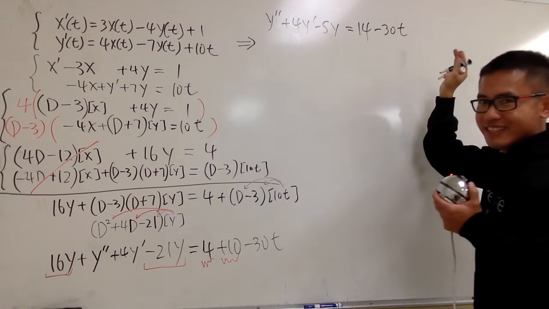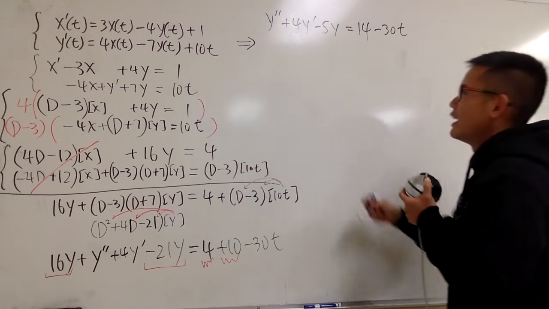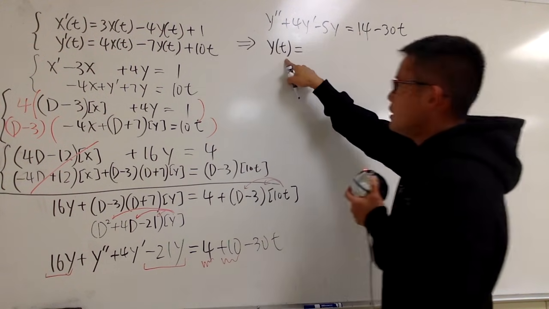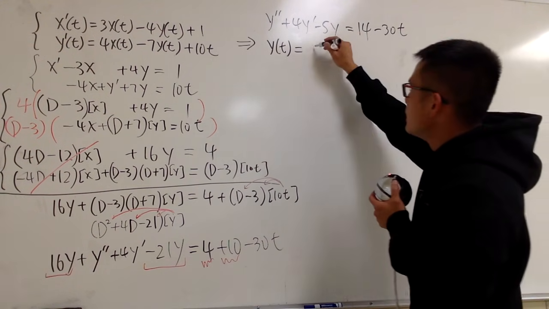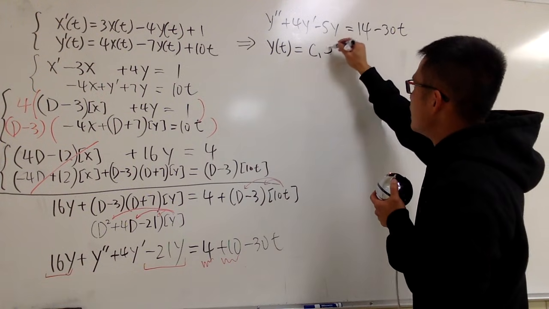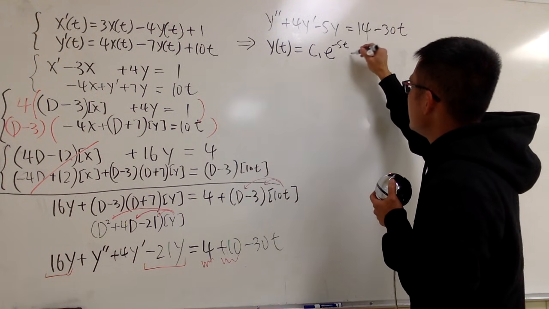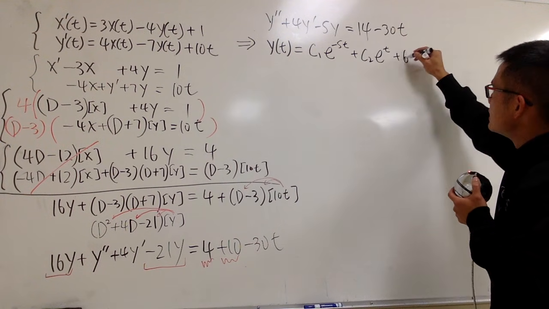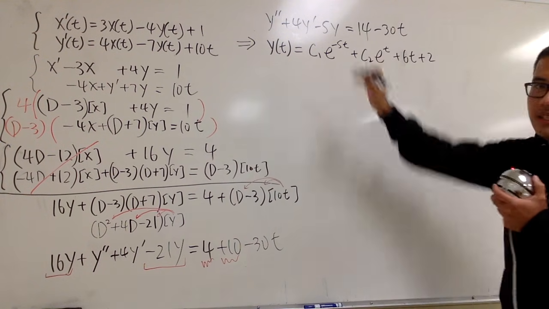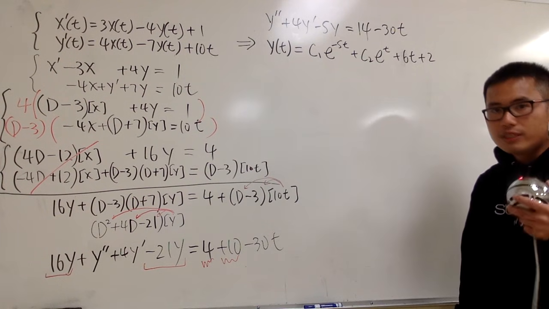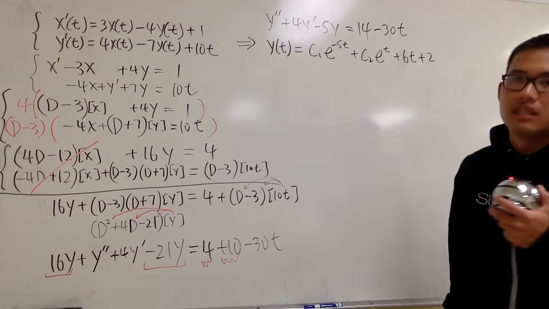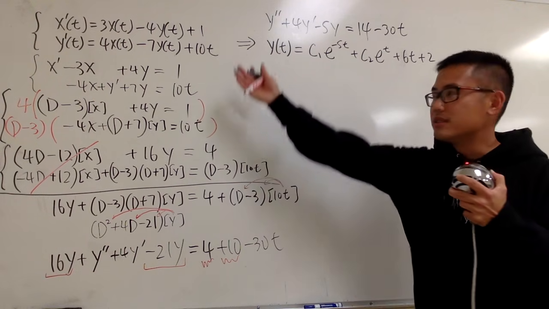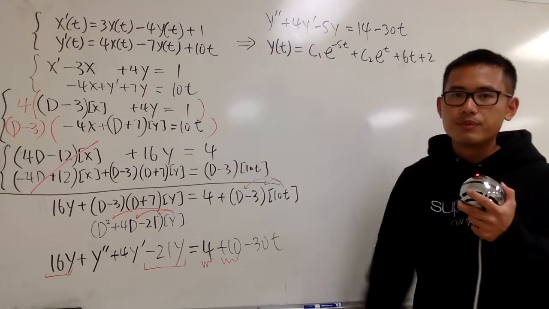So seriously, we can solve this. We have talked about it in the class, and I will have the video for you guys. And if you solve it, you will get y of t. This is equal to c1, which is the first constant, e to the negative 5t plus c2 as the second constant, e to the t. And you add it with 6t plus 2. This is it, okay? Notice that we have two constants, c1 and c2.